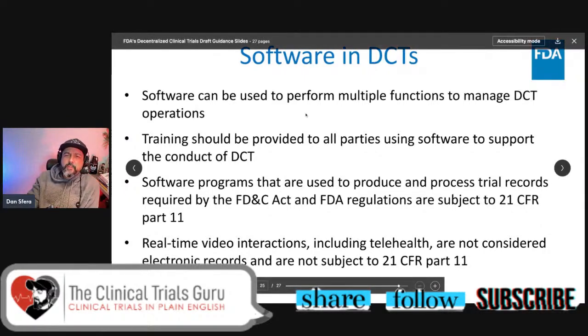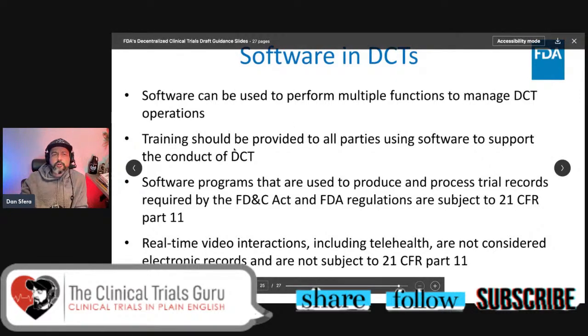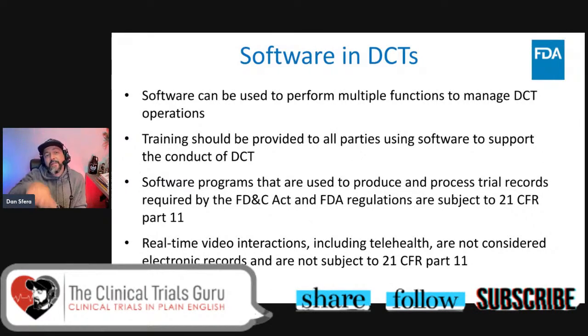Software can be used to perform multiple functions to manage DCT operations. Training should be provided to all parties using software to support the conduct of a DCT. Here's another training for those healthcare providers that don't need training, supposedly. You know what those HCPs are going to tell me? Time is money. What am I doing all this training for? I could have seen 4 patients in this time. They're going to want to get paid for this, guys.